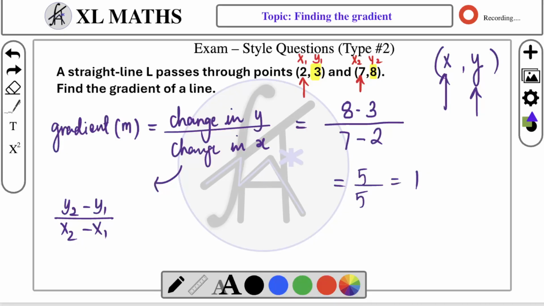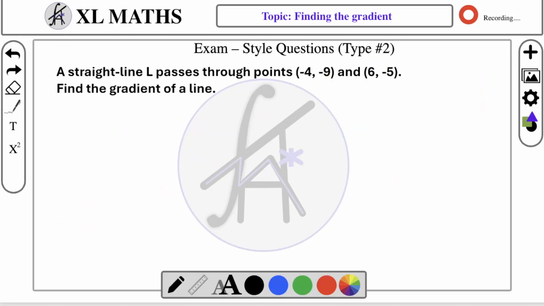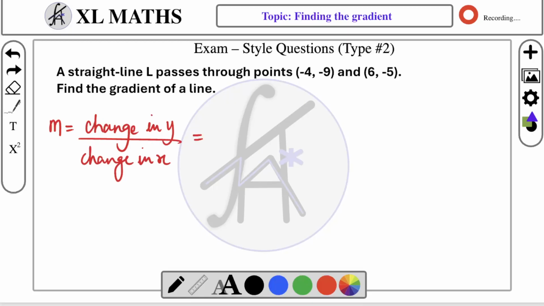I'm just trying to explain the same thing, this time with more math concepts included. That time it was also the same thing, change in y over change in x. It is the only thing we are doing. To simplify the same thing, as I told you, the gradient is always change in y over change in x. That is also written as y2 minus y1 over x2 minus x1.